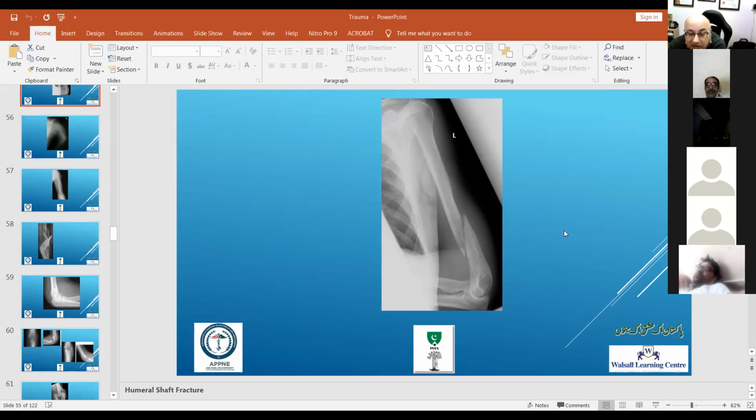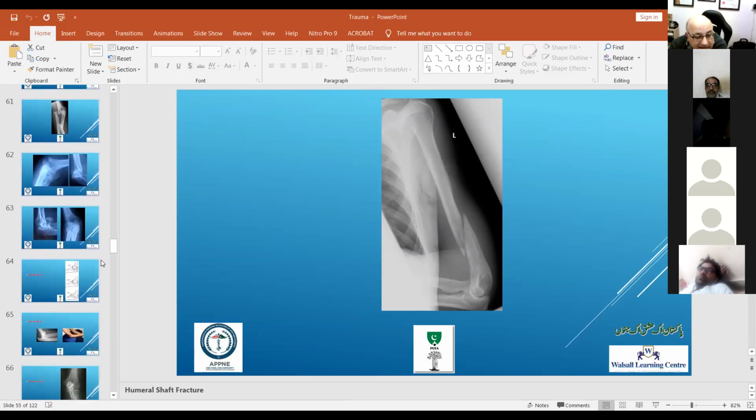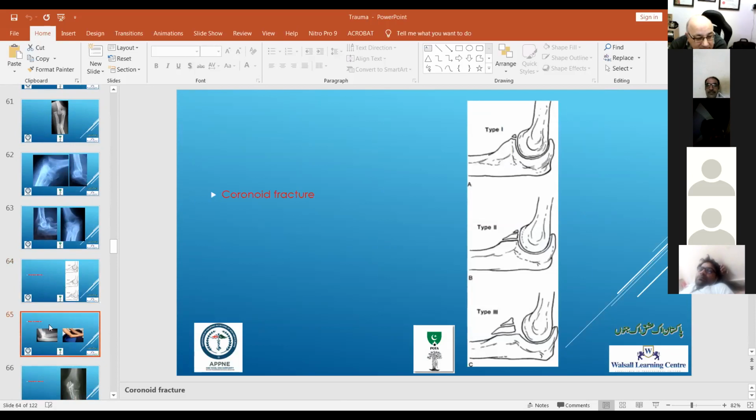Okay? What about if you have operated on this patient, put a plate on it, and now he's got a nerve problem? What are you going to do now? We have to open it. We have to explore it straight away. Yes, straightforward.